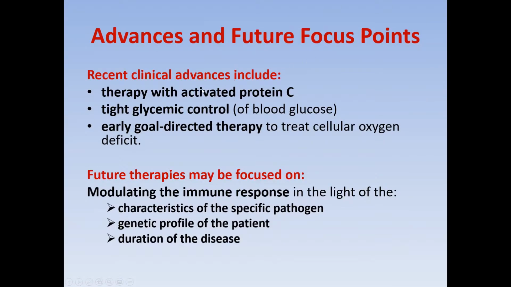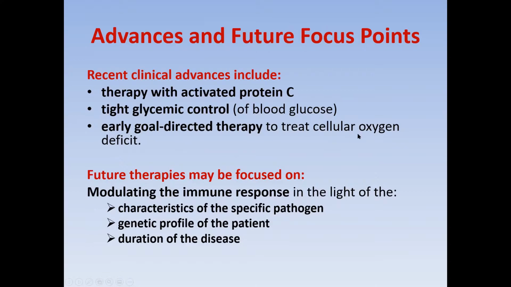Recent clinical advances include therapy with activated protein C. This is still, I think, controversial. Tight glycemic control is important. This is important to control the blood glucose level because it is involved with oxidative stress and damage to the endothelial lining of blood vessels, which leads to refractory septic shock. So it is important to have tight glycemic control.